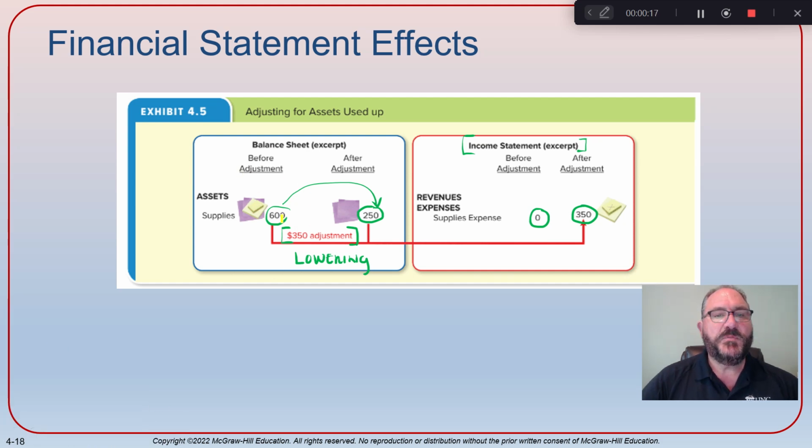Okay, before adjustment, we had $600 in our account. We make our adjustment by lowering it. Now we have $250 left. This is on the balance sheet, right? So basically, we showed that we used up part of our asset.